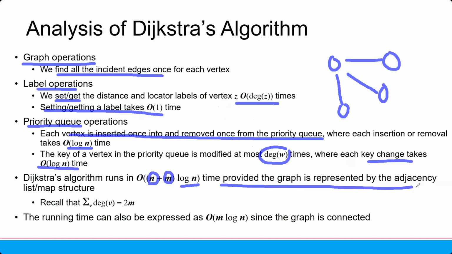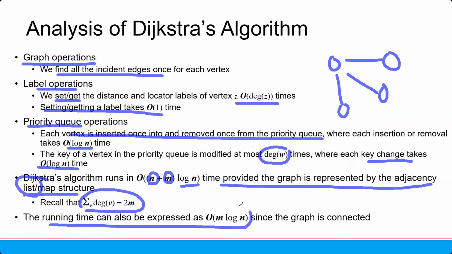This is provided the graph is represented by adjacency lists or a map structure. So we need to know the adjacency list, which is a property of the graph. At the end, you can see that the running time of Dijkstra will be O(m log n), since the graph is connected.